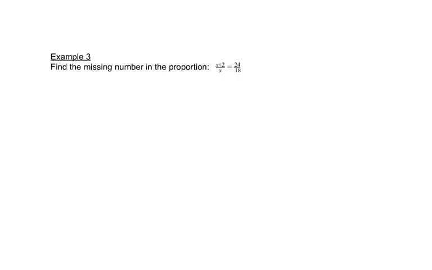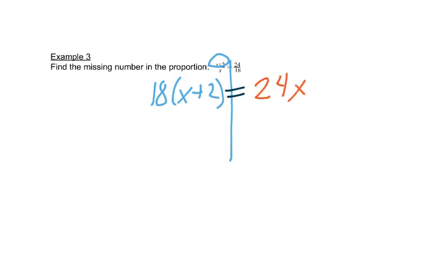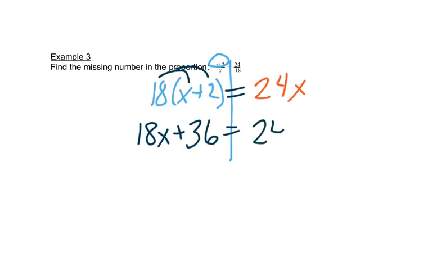We'll do the same sort of thing with this problem. So we'll start by doing the cross product. I'm going to write it out a little bit more carefully this time. So we have 18 times x plus 2. Because there's more than one number on that top, we need to put it in parentheses. Equals x times 24. We'll write that as 24x. Now on the left-hand side, we need to get rid of those parentheses, so we get 18x plus 36 equals 24x.